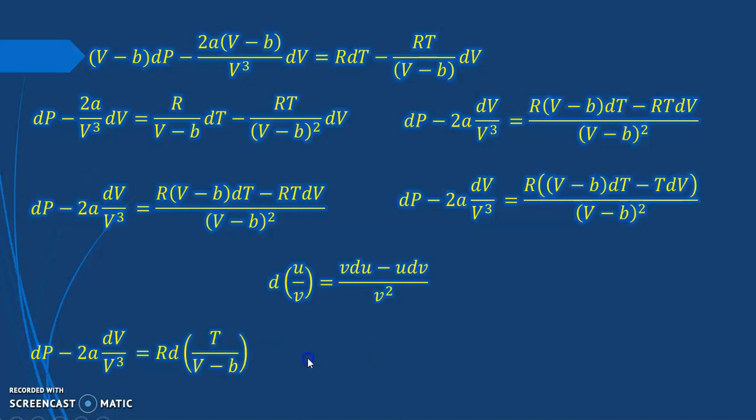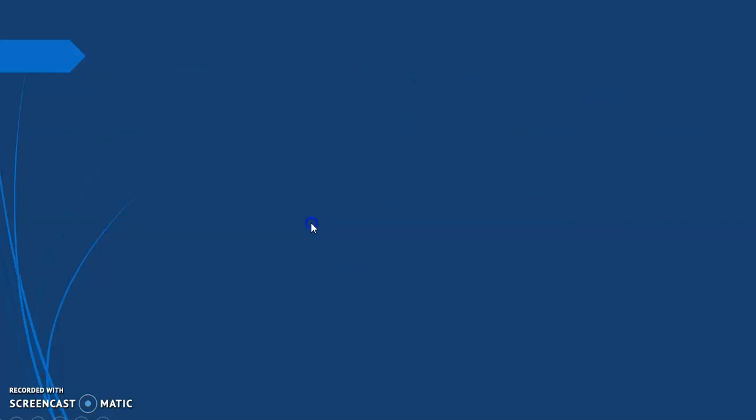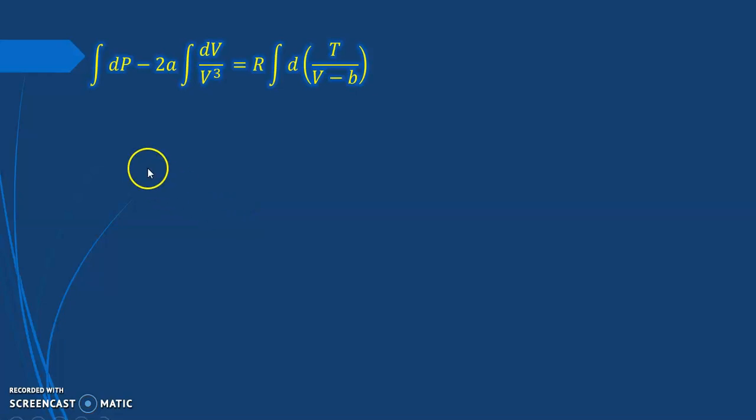So now we prepare to integrate all these terms. We will get the integral of dp, this expression and this expression. If we solve each integral, we'll get the next expression. The integral of dp is only p minus 2a. 2a is a constant.